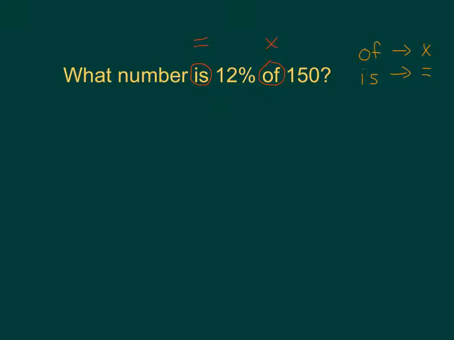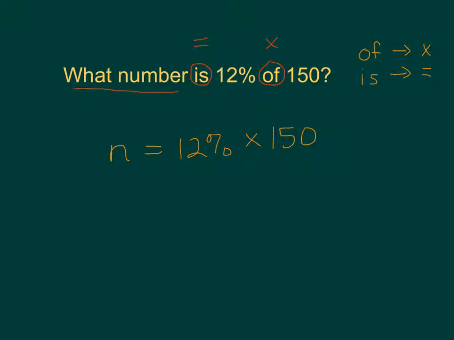So now once we've done this, we can write an equation here. So I see what number. I don't know the number, so I'm going to use the variable n to represent that. And now we have is, and I know that is equals 12%. I'm just going to write that out. So 12% of, okay, of means times 150. And so I have now written this sentence as an equation.